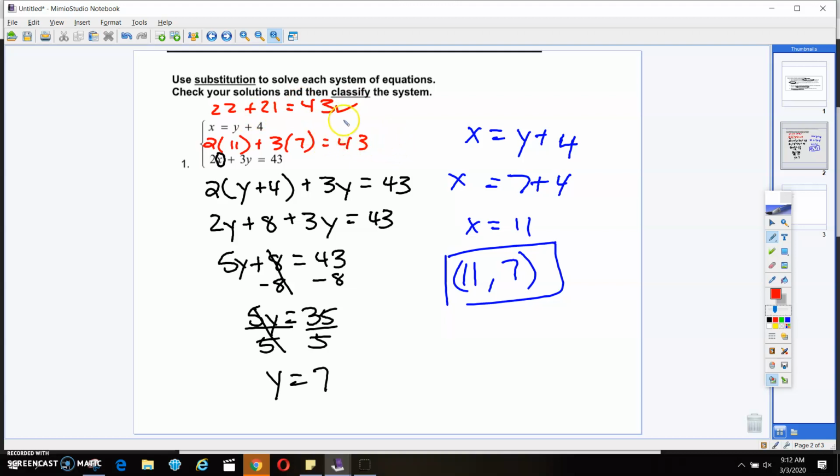You don't have to do it. That's just one way to check. Theoretically, you should not get these questions wrong, because you can plug it back into two separate equations. Okay, so let's look at the next equation.